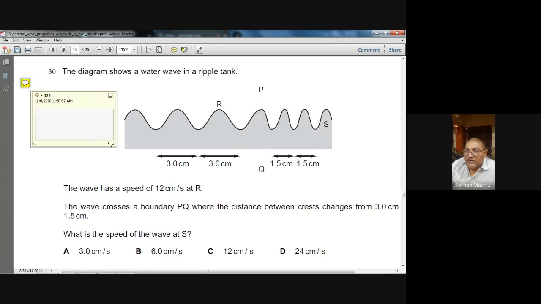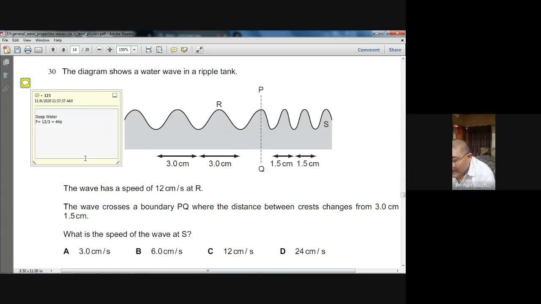So at the position R, in the deep water, you know, V equals f lambda. I know the speed, so I can calculate the frequency. Frequency will be equal to V divided by wavelength. Velocity is 12 and the wavelength is 3 centimeter, and the answer will be 4 hertz.